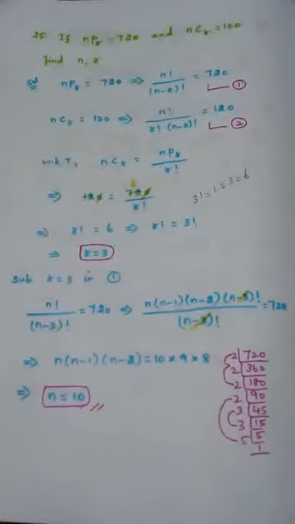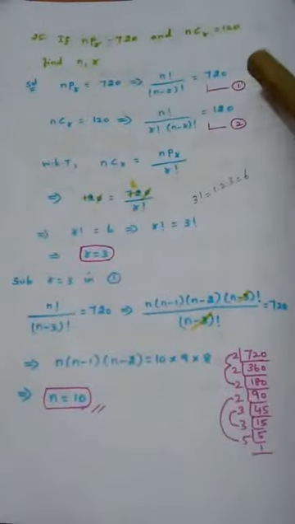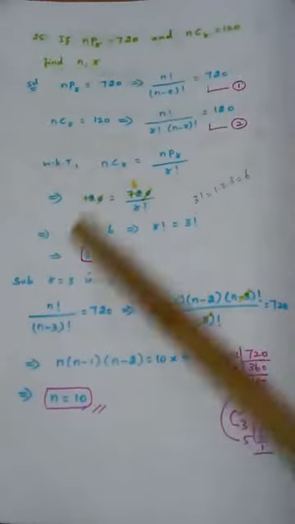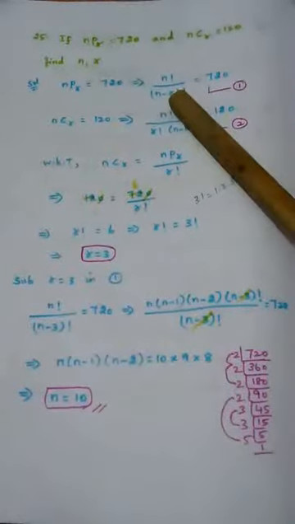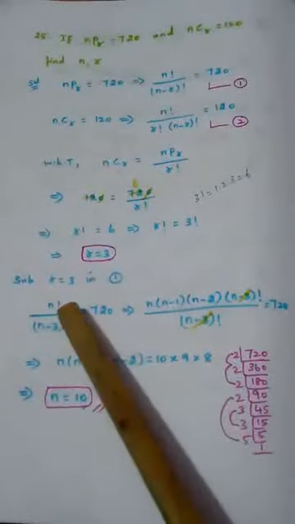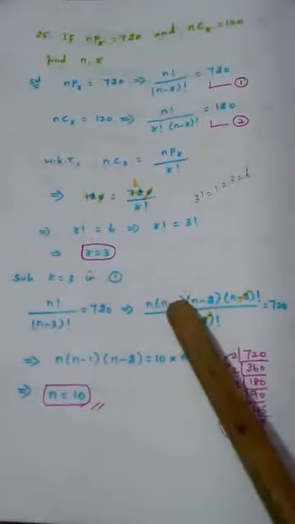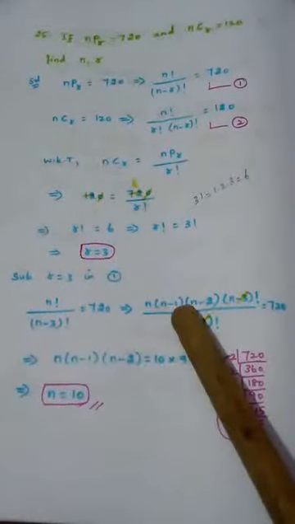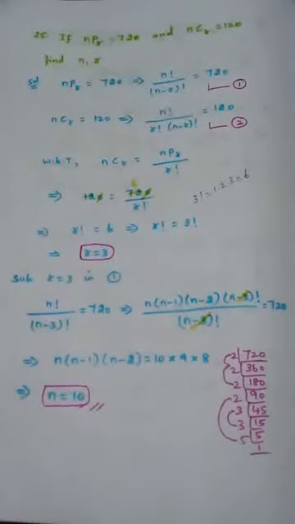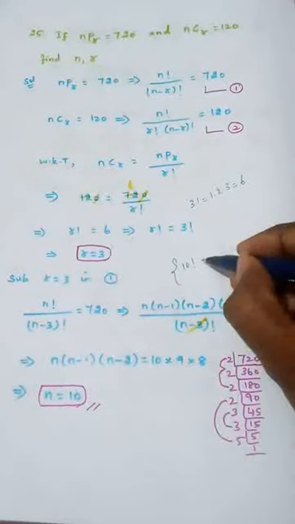So what we are doing is substituting r equal to 3 in either the first equation or the second equation. We are substituting in the first equation. So writing this equation, n factorial by n minus, in place of r we write 3, equal to 720. Now see, from n factorial I am taking n outside, n minus 1 outside, n minus 2 outside, then n minus 3 factorial will remain. Don't get confused. Once again I'll write the reason here. 10 factorial, how can I write this?